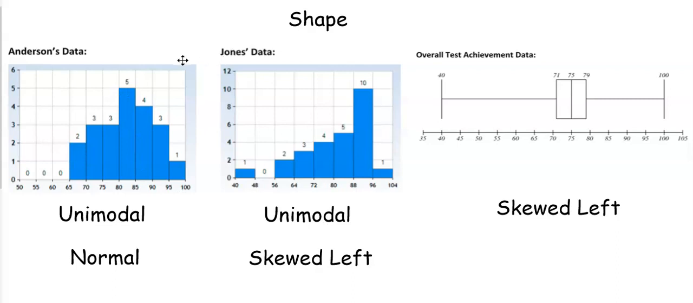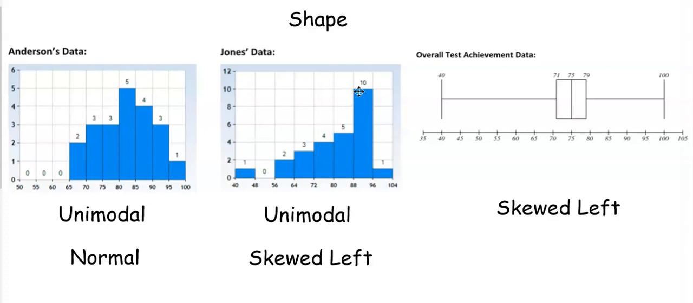Let's start with Anderson, and we're starting with the shape. Anderson's data is unimodal because it has one peak, and we can describe it as a normal distribution because it is fairly symmetric. Since the frequencies are listed here, we can see that there are 8 quiz scores to the left of the peak, and 8 quiz scores to the right of the peak. Even though it's not perfectly symmetric, it is pretty close. When you collect data in real life, it would be very rare to have a perfectly symmetric data set, but we're going to describe this as unimodal and normal.